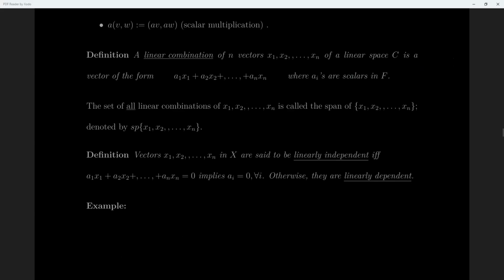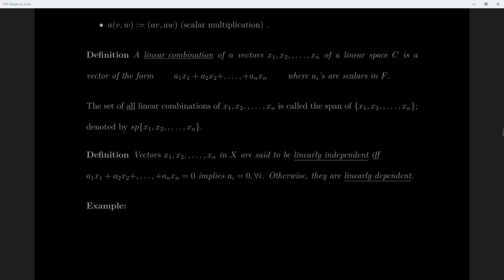Another important definition is linear independence. The n vectors in X are said to be linearly independent if and only if a linear combination of these vectors being equal to the zero vector of the vector space implies that all the scalar coefficients in this linear combination are themselves equal to zero. So if you find non-zero coefficients, even two of them being non-zero, it means that these vectors are linearly dependent.